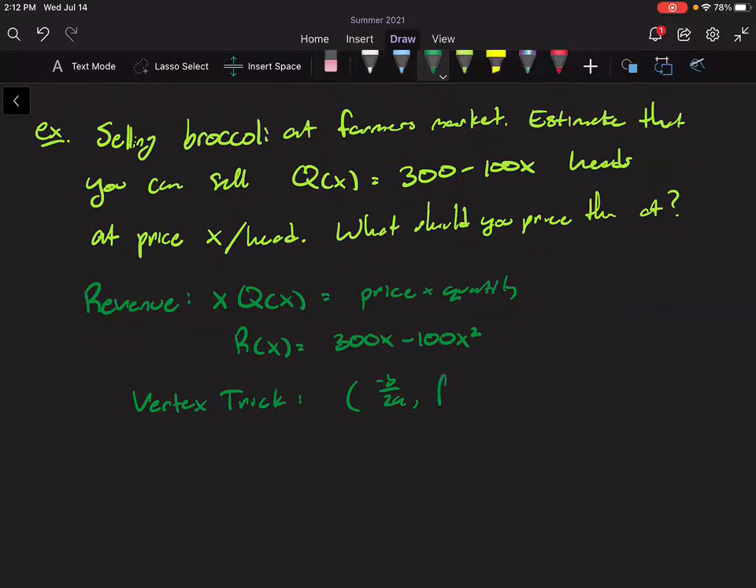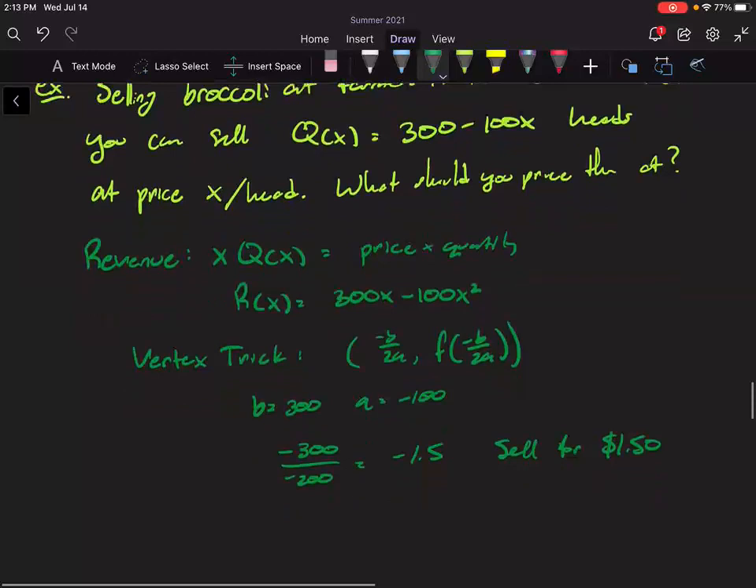Minus b over 2a, f of minus b over 2a. So here our b is 300, our a is negative 100. You can figure out this negative because we wouldn't want to price our broccoli at a negative amount. So we get negative 300 over negative 200, which is 1.5. So it says we should sell our broccoli at $1.50 a head.